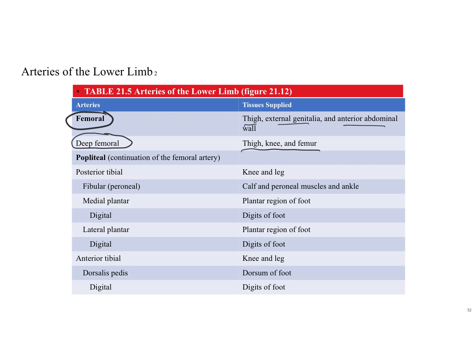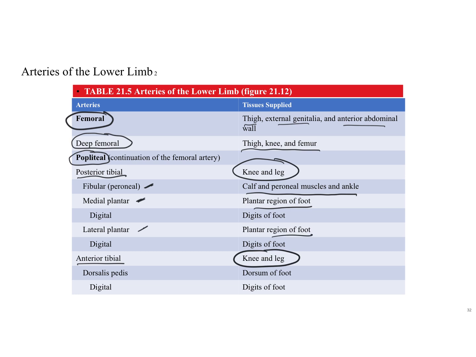Then the femoral artery becomes the popliteal artery, not the deep femoral, but the femoral artery becomes the popliteal artery. And the branches of the popliteal artery include the posterior tibial artery and the anterior tibial artery. Posterior tibial artery will supply the knee and the leg, and the anterior tibial artery will also supply the knee and the leg. Branches from the posterior tibial artery are the fibular branch, the medial plantar, and the lateral plantar branches. The fibular or peroneal branch supplies the calf and the peroneal muscles in the ankle, whereas the plantar muscles are going to supply the foot.